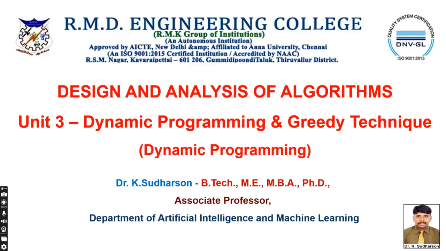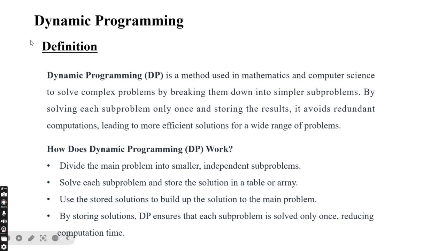Just recall the things. What is the definition of dynamic programming? Dynamic programming is a method used to find the solution for a bigger problem. To find the solution to the bigger problem, you break it down into simpler sub-problems. Then you solve each sub-problem only once and store the result in a table or an array in order to avoid redundancy. To reduce the computation, you store the results.